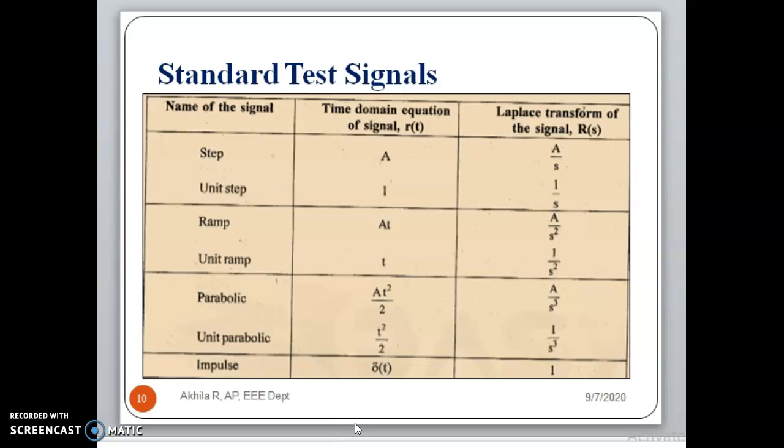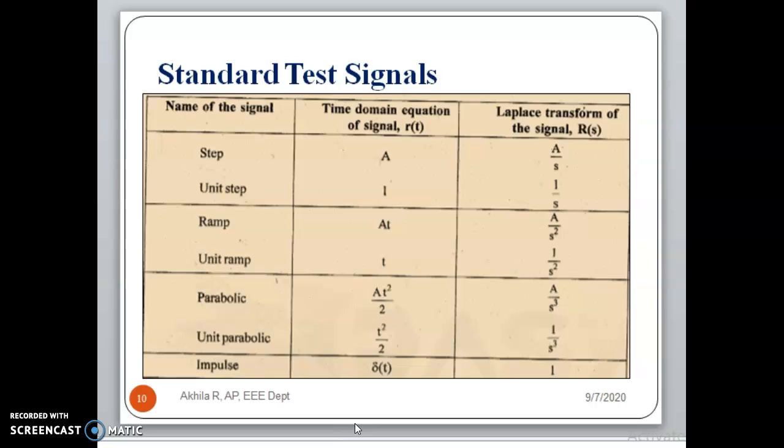This block diagram gives the various signal names, their time domain equations, and then the Laplace transform of the signal. If I am representing the input signal as r(t), the last column gives you the Laplace transform, R(s). If we consider the magnitude as A, the Laplace transform is A by s. For a unit step, the magnitude is 1, so it is 1 by s. For a ramp, it is At, and the transform is A by s square. For a unit ramp, it becomes t and 1 by s square.